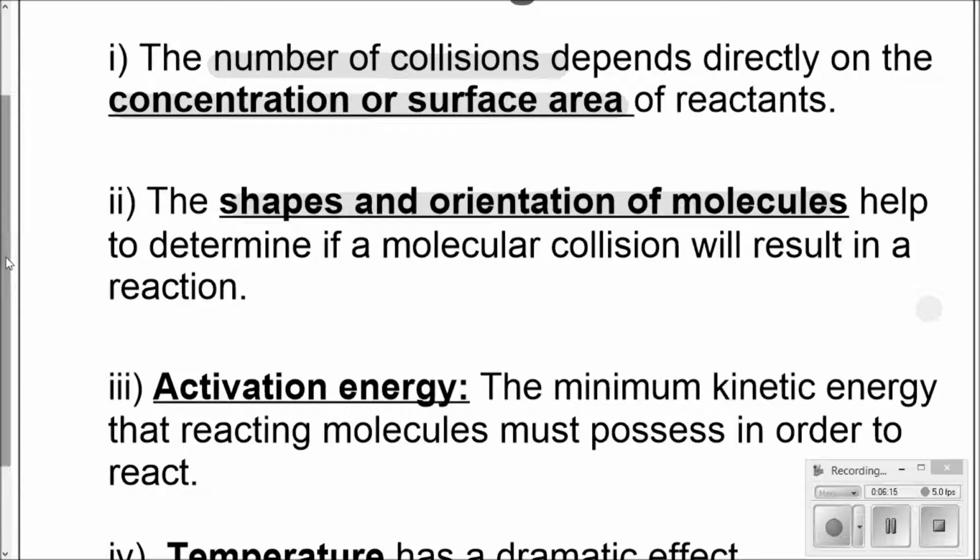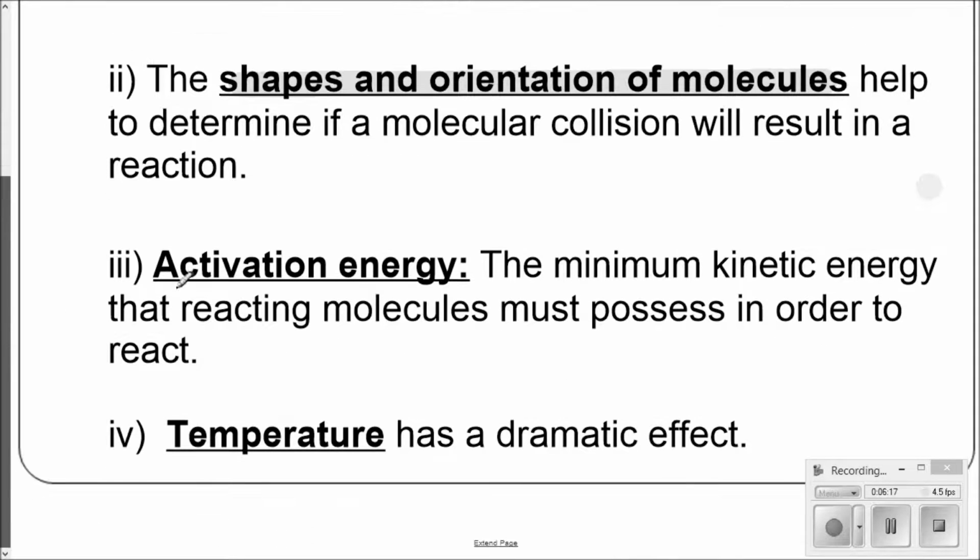Activation energy is next. The minimum kinetic energy that reacting molecules must possess in order to react. So this means, if they have to hit really hard for the reaction to happen, that means the activation energy is very high. If they just have to hit each other just slightly and boom, reaction happens, that's very low activation energy.